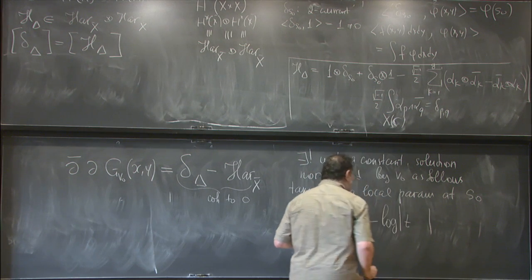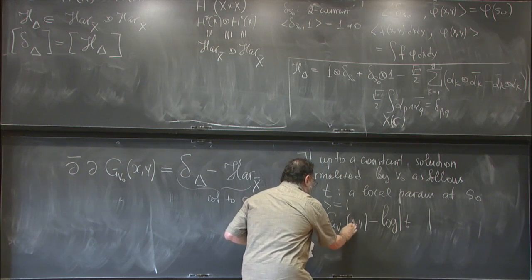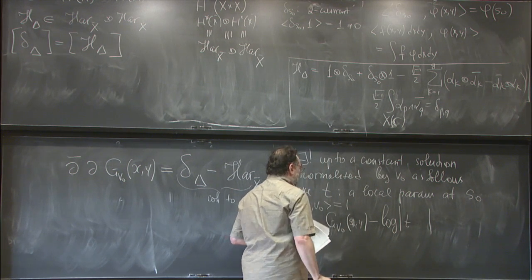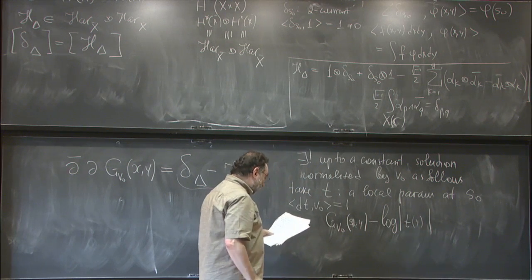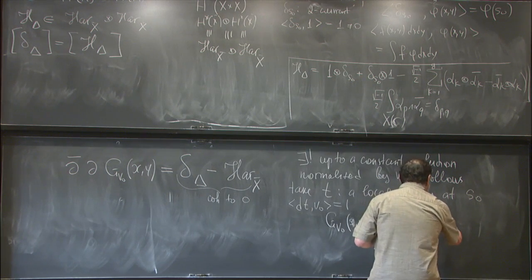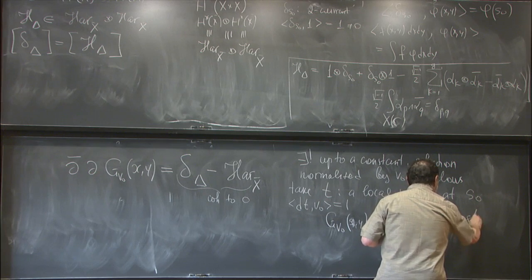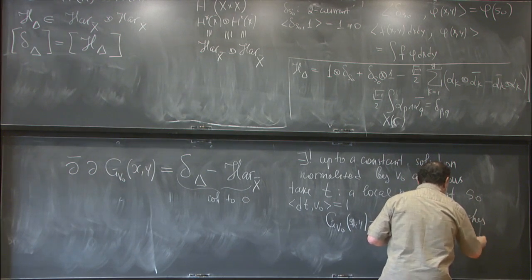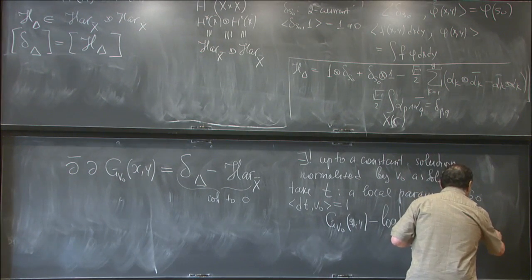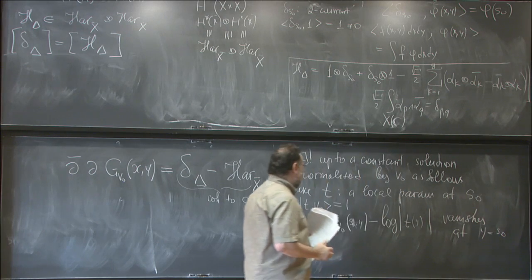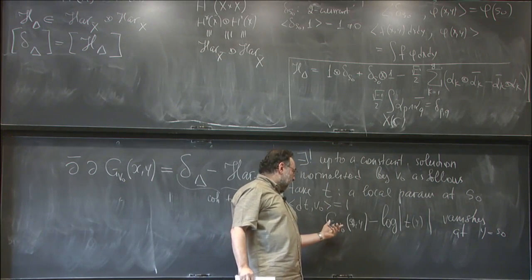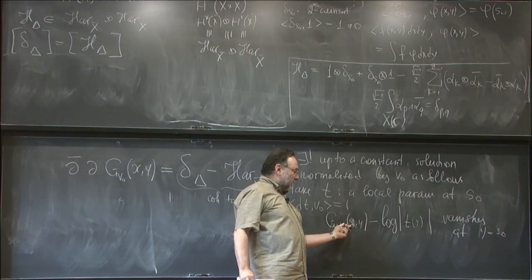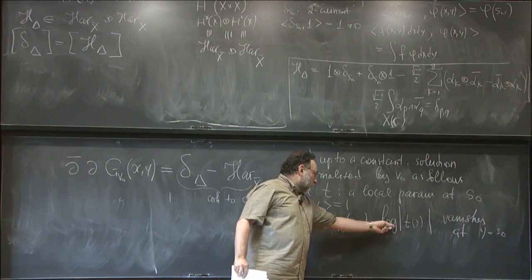of t. What does the logarithm of the absolute value of t mean? First of all, this is S0. This is a function of y. If I take this function of y, then it vanishes at y equals S0. So what this formula says is that the Green function has a singularity near S0, and this singularity is log t.